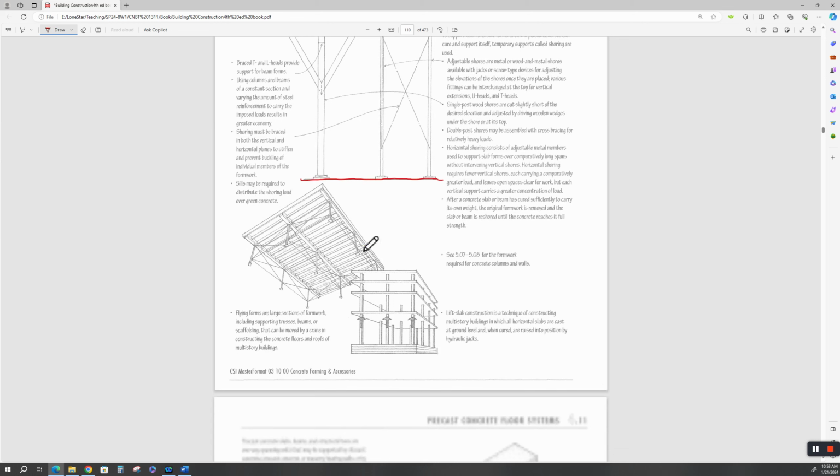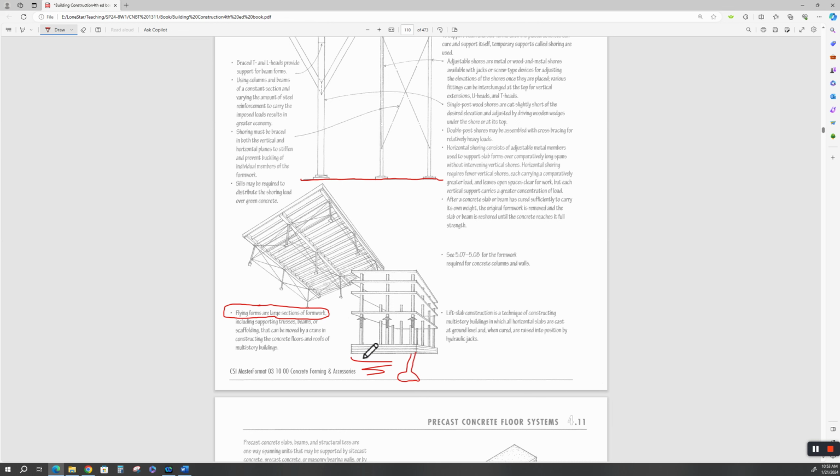Let's see. This is a flying form. You'll see this on a lot of high-rise jobs where they use the same form, or actually they use several, because let's just say we're going to pour. This is the foundation. Okay, remember the columns going down under the earth, and there's a drilled footing. Okay, so this is all earth down here. Here's your columns.